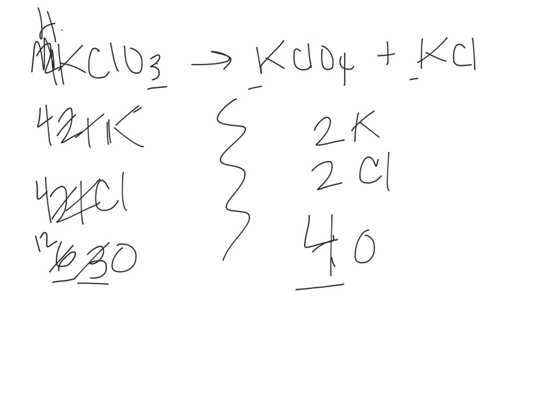Likewise on this side, if I want 12 oxygens, I need to place a 3 in front of the potassium perchlorate. So if I end up with 3 potassiums here and 1 here, well, 3 plus 1, I now have 4. Same thing with the chlorine, 3 plus 1, there are 4. And then for the 3 times 4 oxygens, there are 12. There are your coefficients. So they should say 4, 3, and 1.